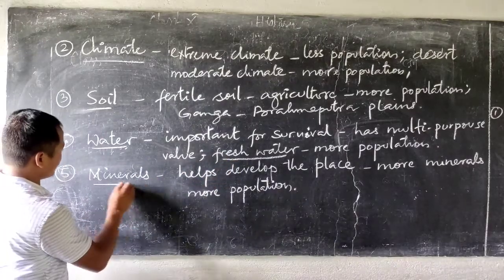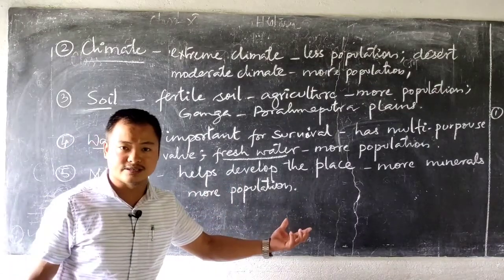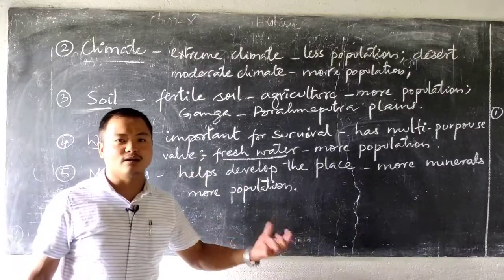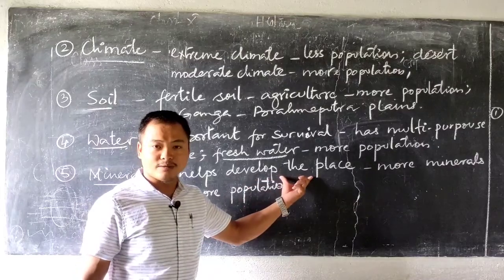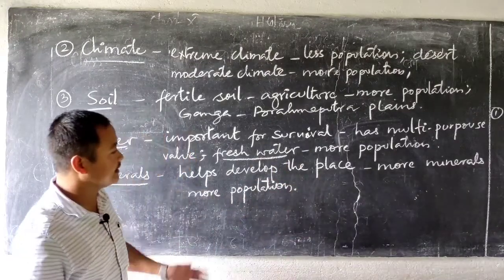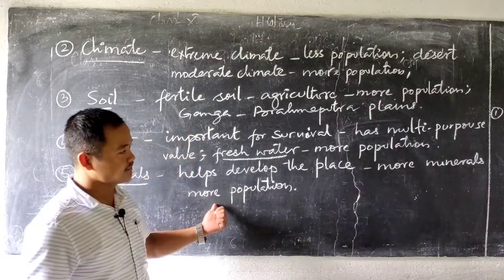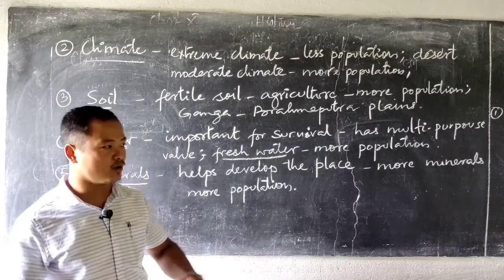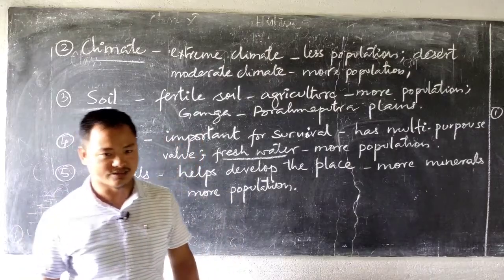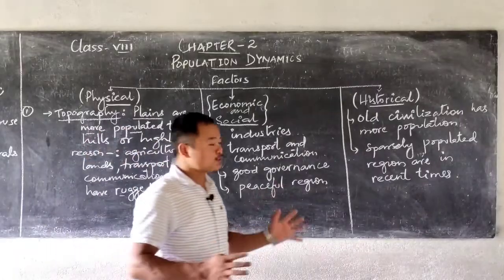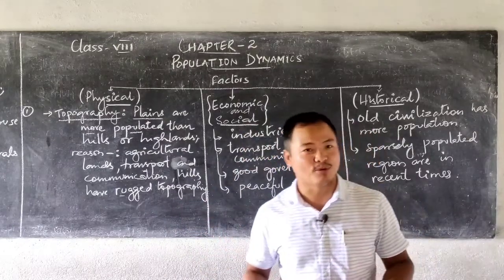Now coming to the last physical factor, minerals. Minerals can be related to industries. Minerals act as the raw material or raw input to the industries. So wherever we have industries, the place is developed and the value of that particular region increases. Hence, wherever we find more minerals, the population of that particular place automatically increases or gets overcrowded because of either industrialization or, in turn, urbanization. So those were the five physical factors that affect the population of a place.